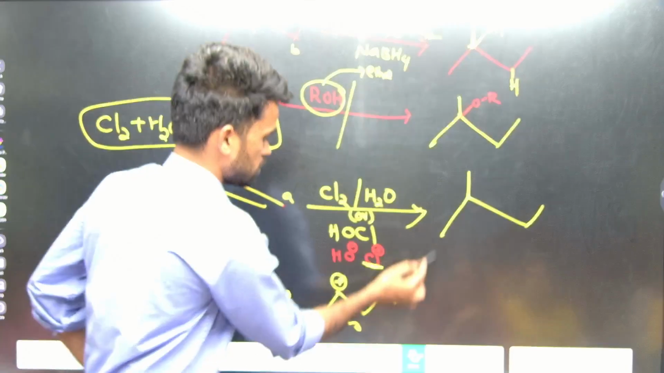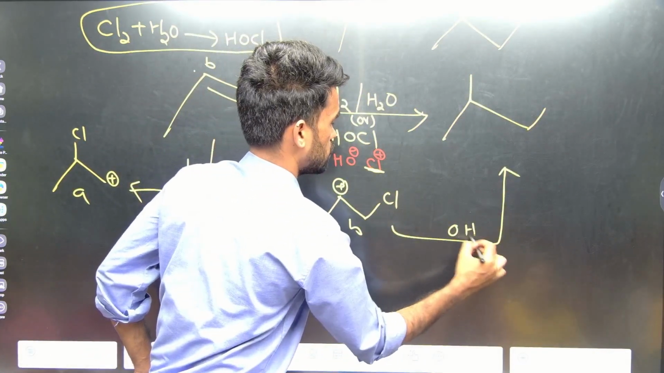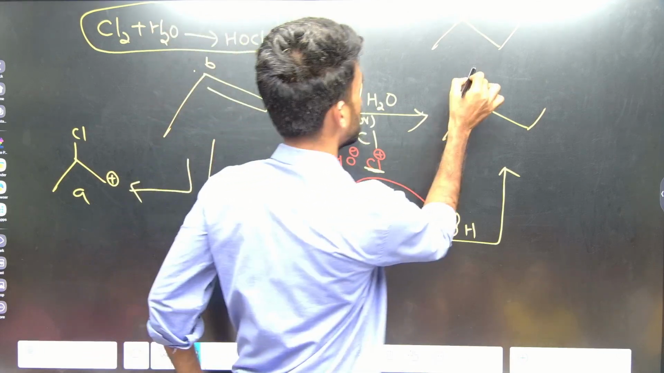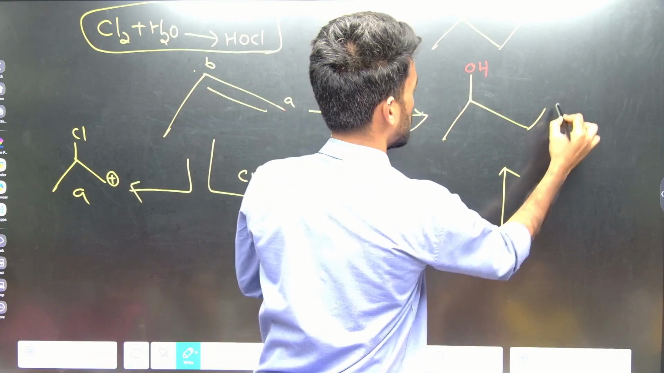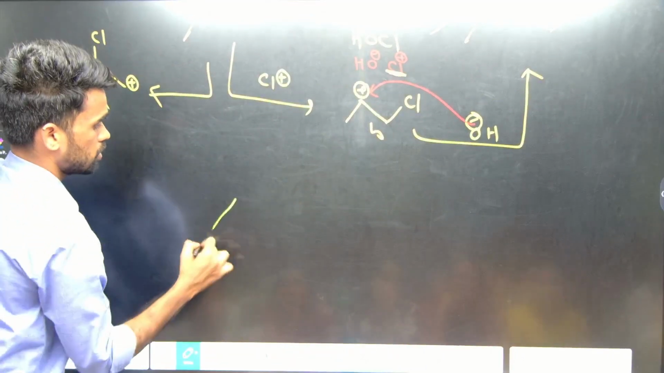So follow this. OH minus, where will it go? Here. That's it. So here it will be OH, here it will be Cl. Okay, now tell me, for this.